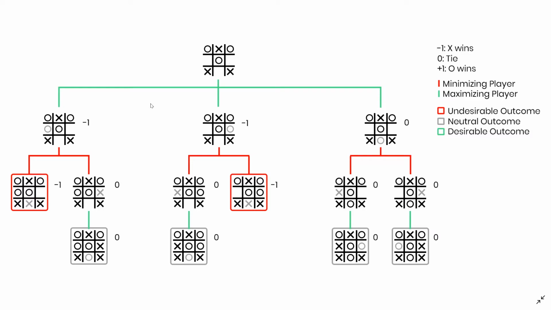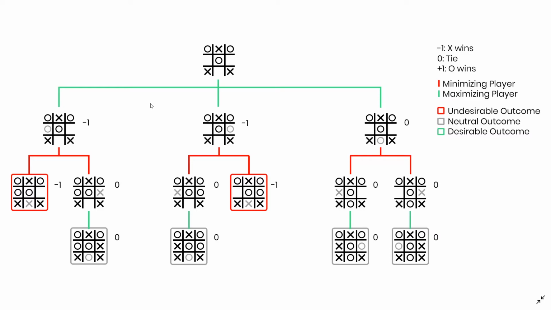So we want to either tie the game or win the game. We don't want to lose. We never want to lose. That's what we want to do. We want to play as well as possible. We always want to win or tie.